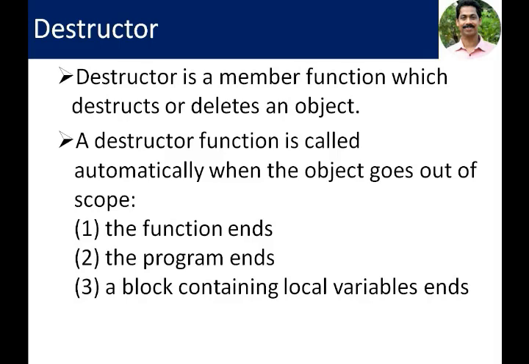When the program ends, every object created inside the program goes out of scope at the end of the program. The third case is when a block containing a local variable ends. If an object is defined as a local variable in a block, meaning a set of statements enclosed between curly brackets, it goes out of scope when the block terminates, at the closing bracket of that block. These are the three cases of an object going out of scope. At that moment the destructor is called automatically and it destroys the memory allocated for that object.